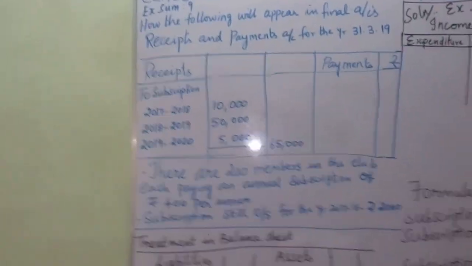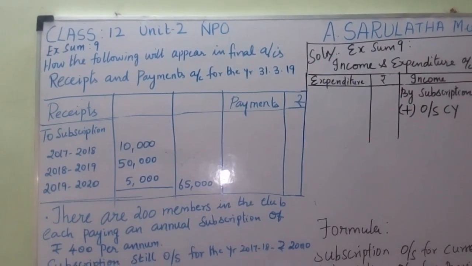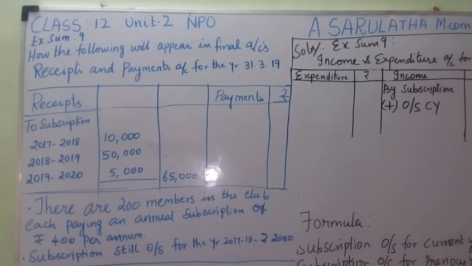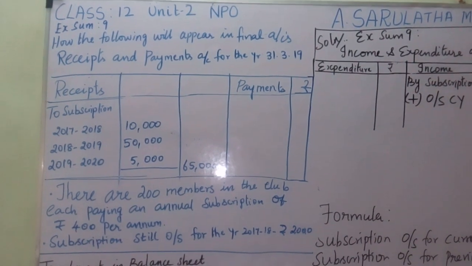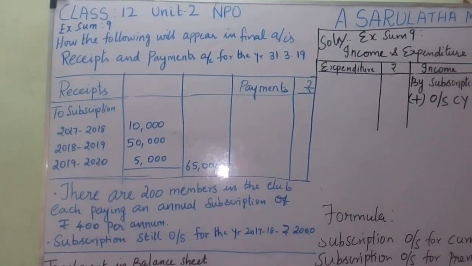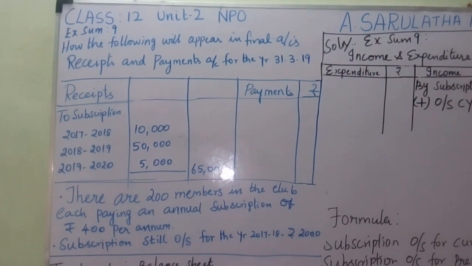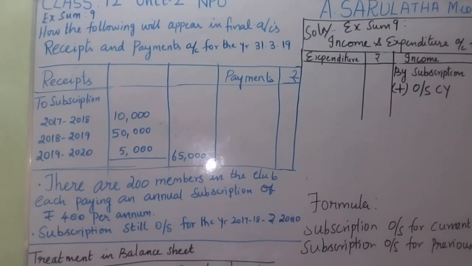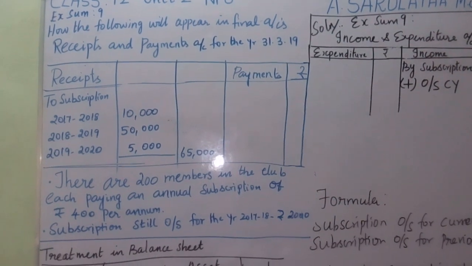Now this is sum number 9 and they have asked you how the following items will appear in the final accounts. They have given the receipts and payments account for the year ended 31st March 2019, and on the receipt side they have given you subscription for 2017-18, 18-19, 19-20. There are 200 members in the club, each paying an annual subscription of rupees 400 per annum. Next point, subscription still outstanding for the year 2017-18 is rupees 2000.